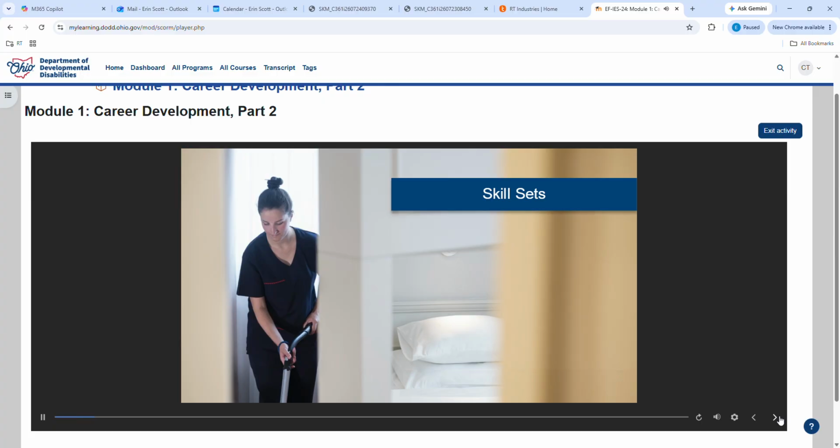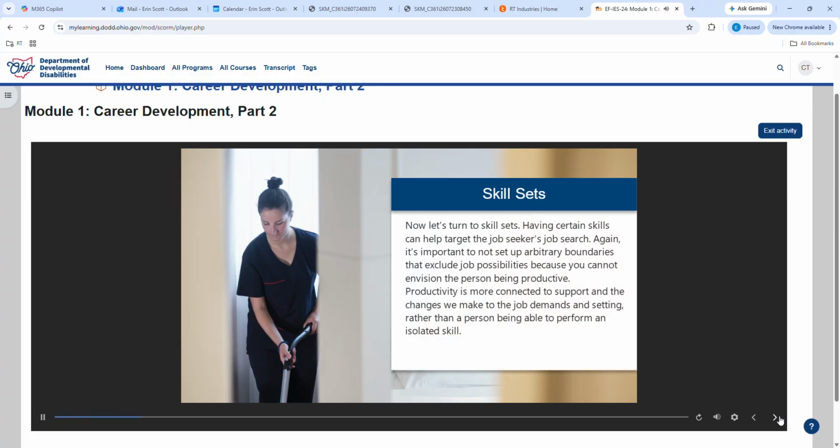Skill sets. Now let's turn to skill sets. Having certain skills can help target the job seeker's job search. Again, it's important to not set up arbitrary boundaries that exclude job possibilities because you cannot envision the person being productive. Productivity is more connected to support and the changes we make to the job demands and setting rather than a person being able to perform an isolated skill.